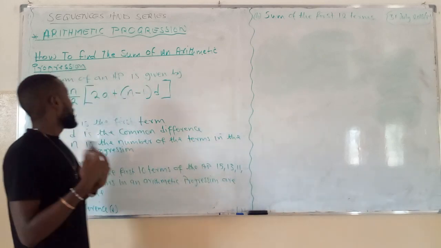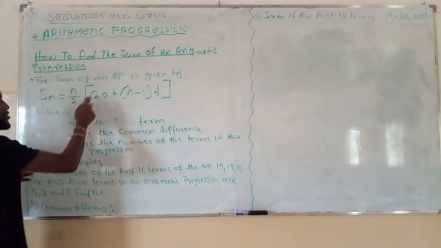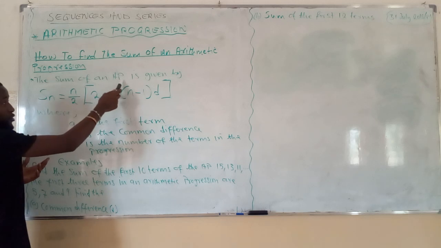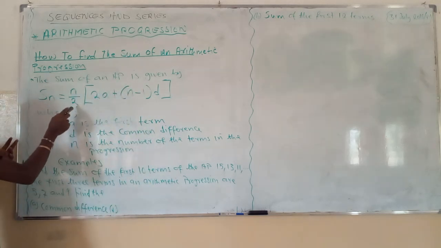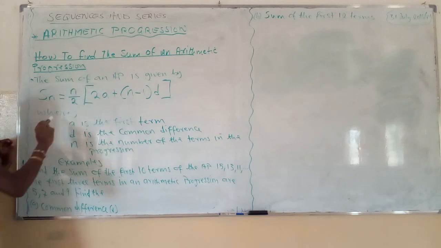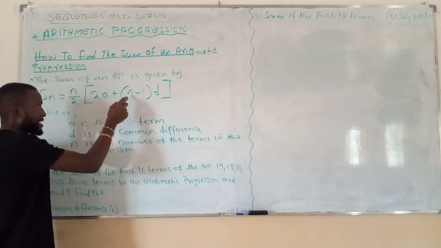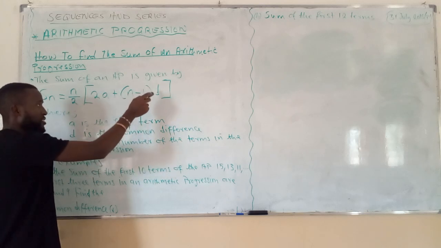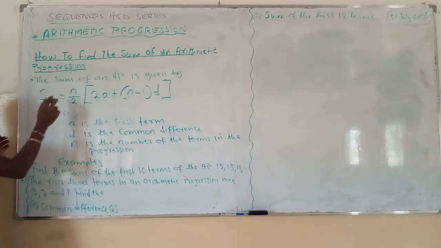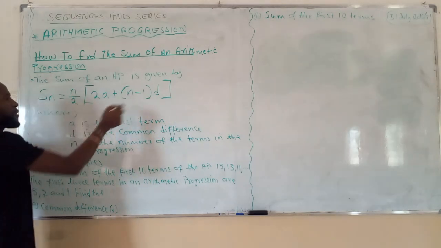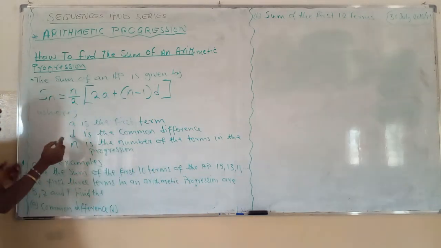So let's begin. The formula for the sum of an AP, which simply stands for an arithmetic progression, is given by: sum is equal to n over 2, open the square brackets, 2a plus, open the circular brackets, n minus 1, close, d, and close the square brackets. Now, what do these n, a, and d stand for? What do they mean? This is what they mean.